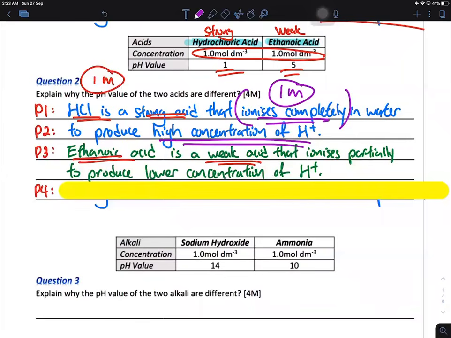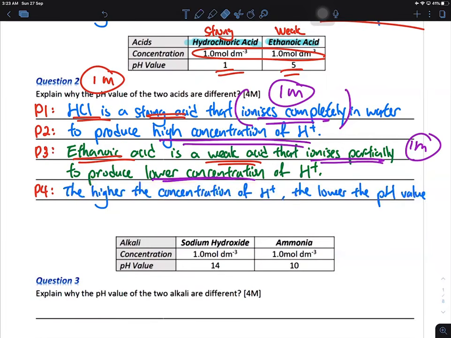And then if you are able to explain what is weak acid, ionizes partially, low concentration of H plus, you get another 1 mark here. So one is completely, another is partially. Last point, same point as the one just now. Relationship: higher the concentration of H plus, the lower the pH value.